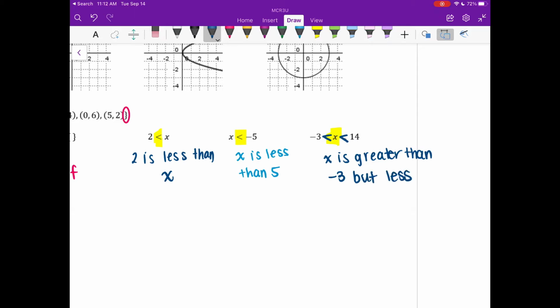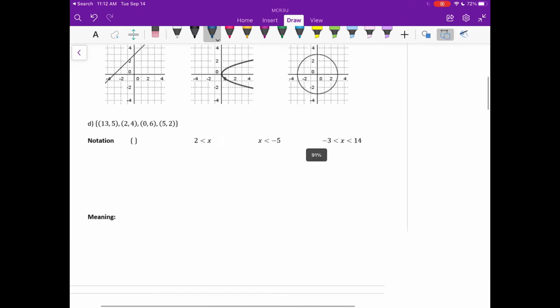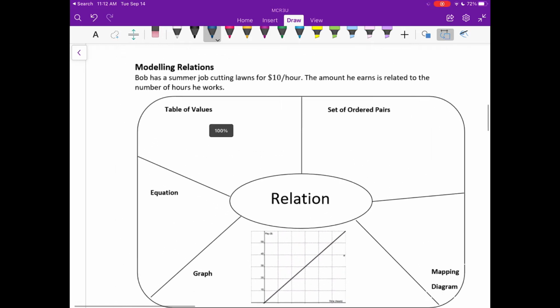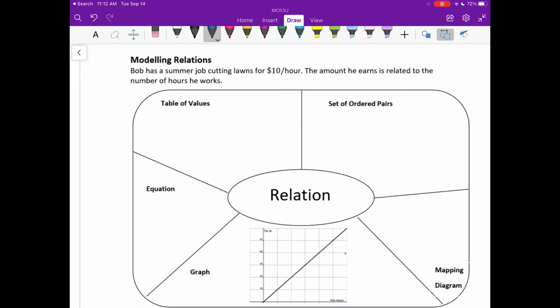Or you can say x falls in between negative 3 and 14. However you want to write it is completely up to you. Those are all fair interpretations of that. So we're going to move on and talk about modeling relations.